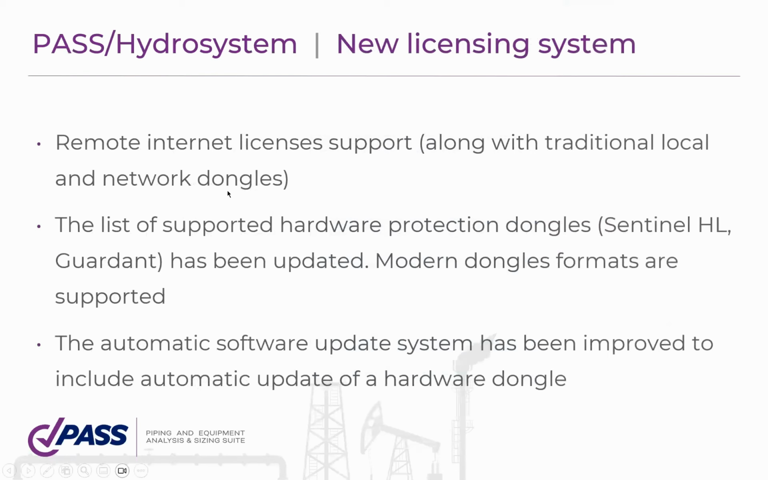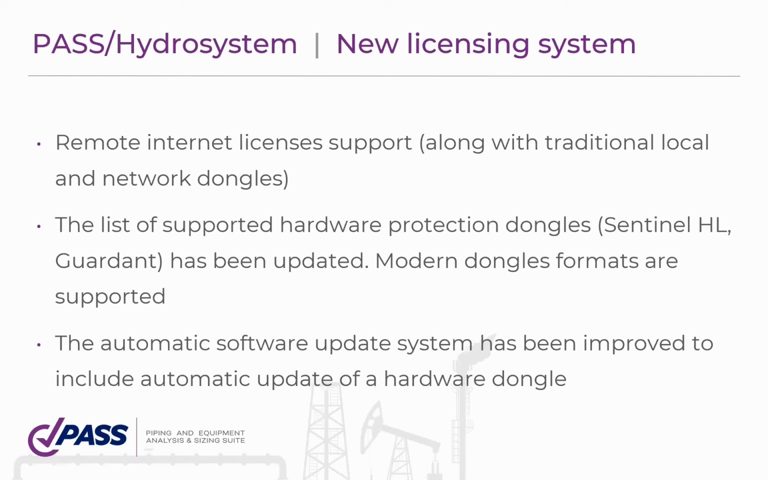And also, in the newest version of HYDROSYSTEM, we added a new licensing system. And I think the most advanced, best news for users is that currently in HYDROSYSTEM, we support remote internet licenses. Before, in HYDROSYSTEM and our other software, we were connected to traditional local hardware dongles, local or network dongles. Now in HYDROSYSTEM, you can use an internet license, which doesn't require any hardware dongle installed on your PC. All you need to use this remote internet license is a stable internet connection.